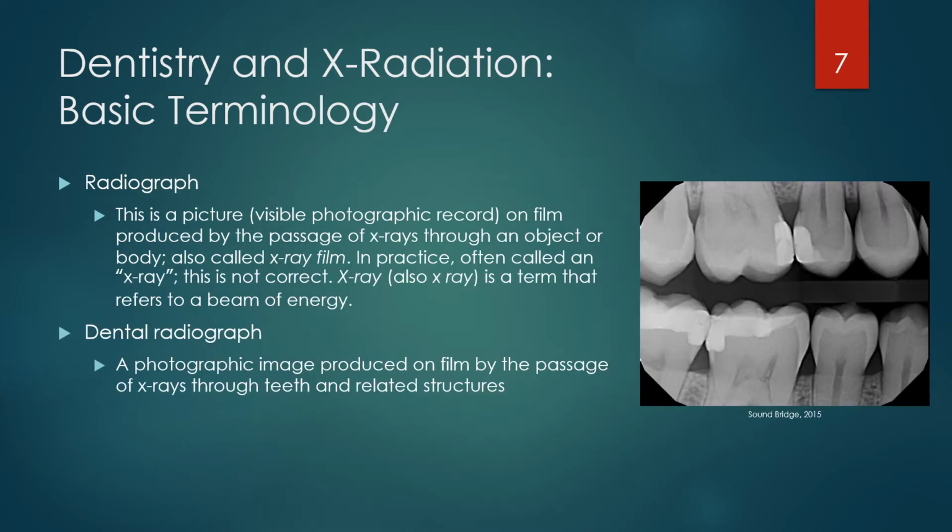A radiograph is a picture. It's a visible photographic record on film produced by the passage of X-rays through an object or body. This is also called an X-ray film. Sometimes in practice, it's going to be called an X-ray, which is not the correct term. An X-ray is a term that refers to the beam of energy. A radiograph is the term used for the picture that the X-rays produce on a receptor.